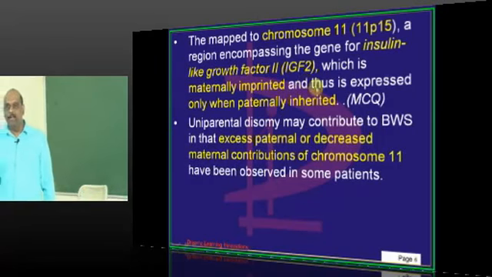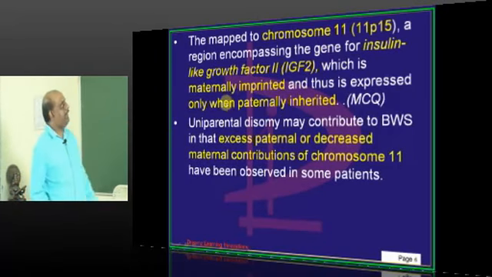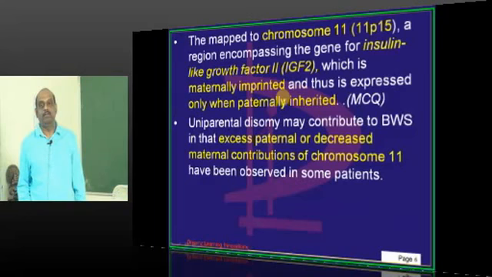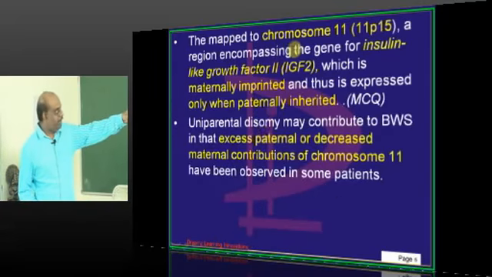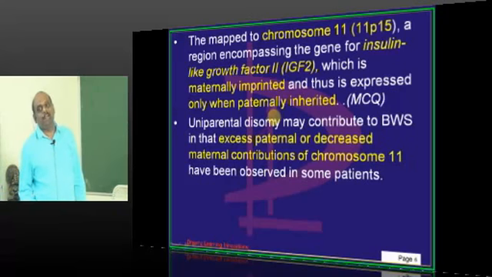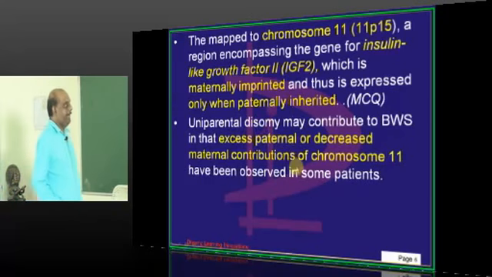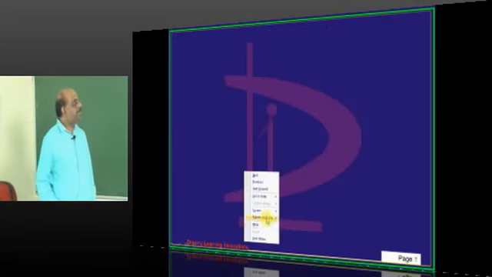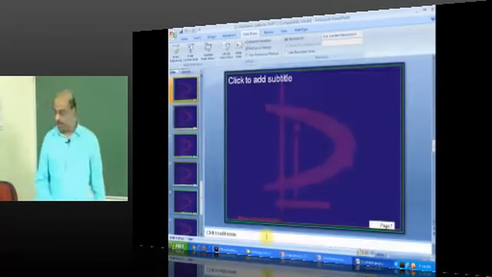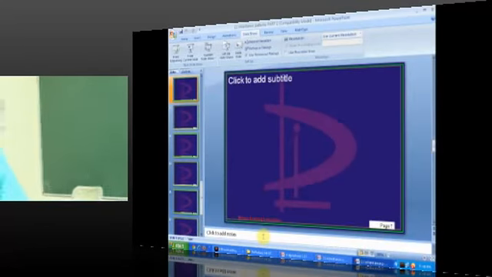From whom will they get? From the mother's chromosome number 11? From the father's chromosome number 11? This is also asked a lot of times. Does the uniparental disomy of Beckwith-Wiedemann come from mother or father? It basically comes from the father, is what needs to be remembered. So that is all the story that we need to know in pathology about genetics, doctor.